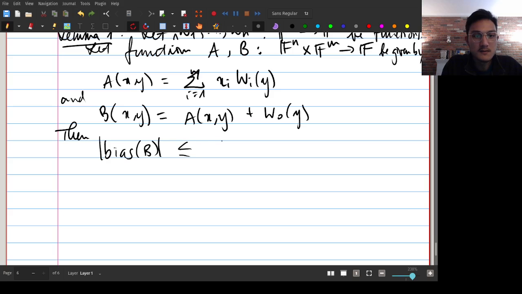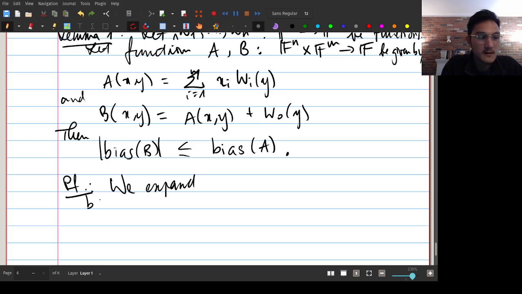Then the norm of the bias of B is less than or equal to the bias of A. This is not a difficult proof. The proof is we just expand.